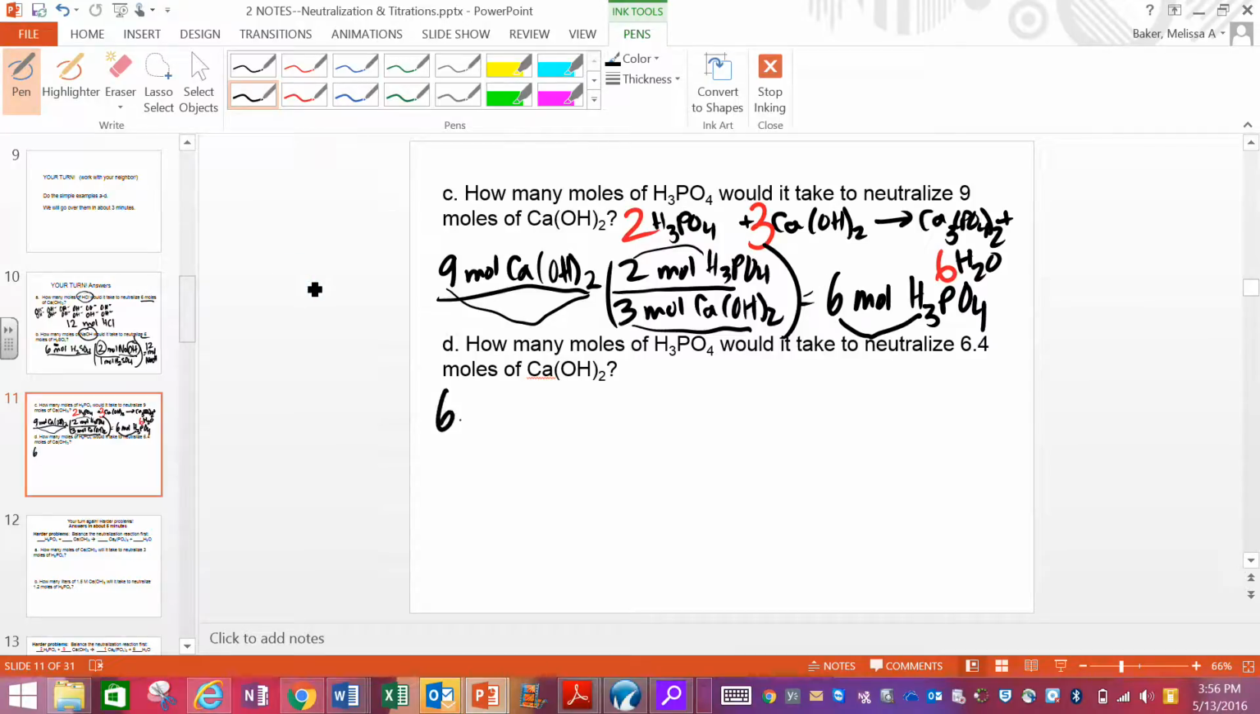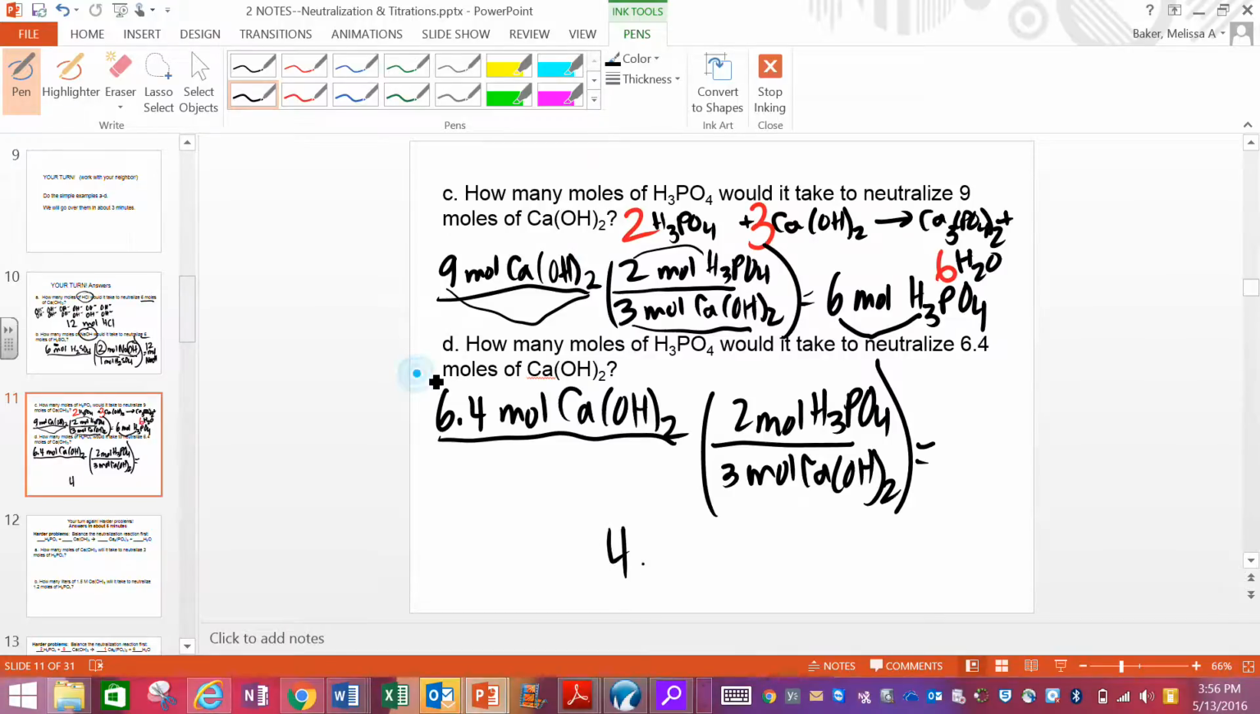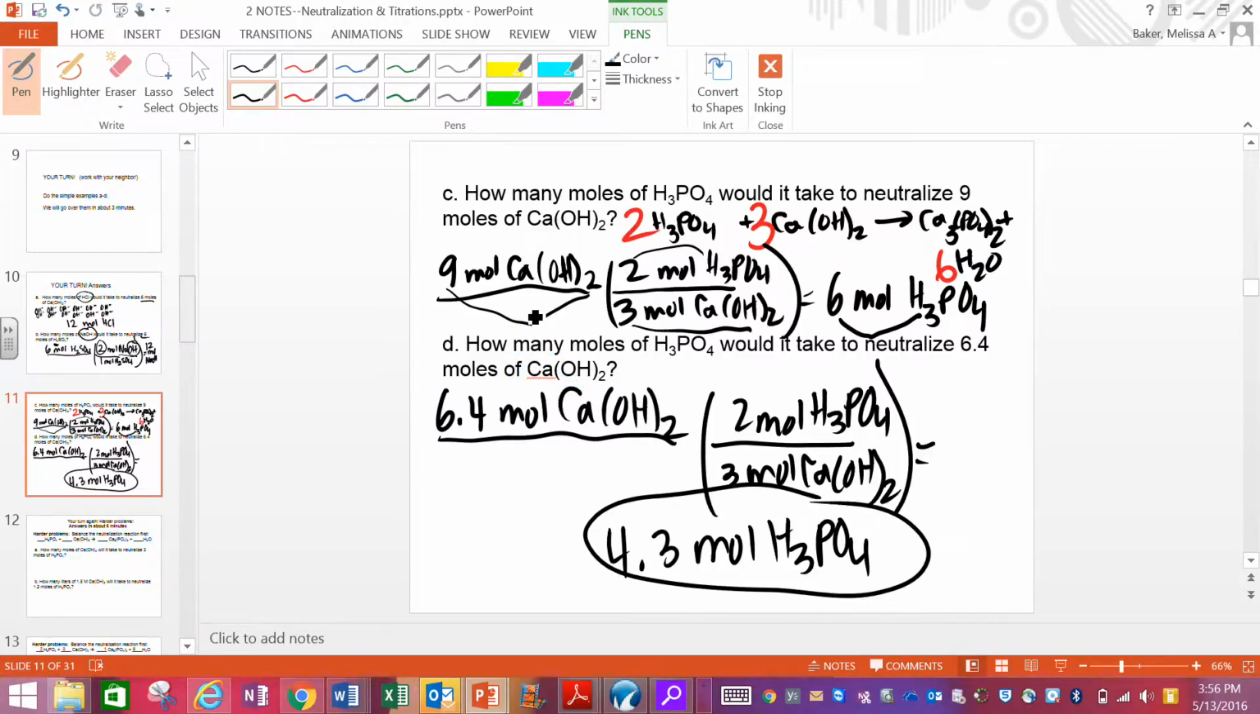Okay, what if it's a weird number, like 6.4 moles of calcium hydroxide? Well, for every 3 moles of calcium hydroxide, you need 2 moles of H3PO4. So when it's a weird number like that, it's kind of handy. Multiply across the top, divide by the bottom. The answer is 4.3 moles of H3PO4 would cancel out that calcium hydroxide. All right.